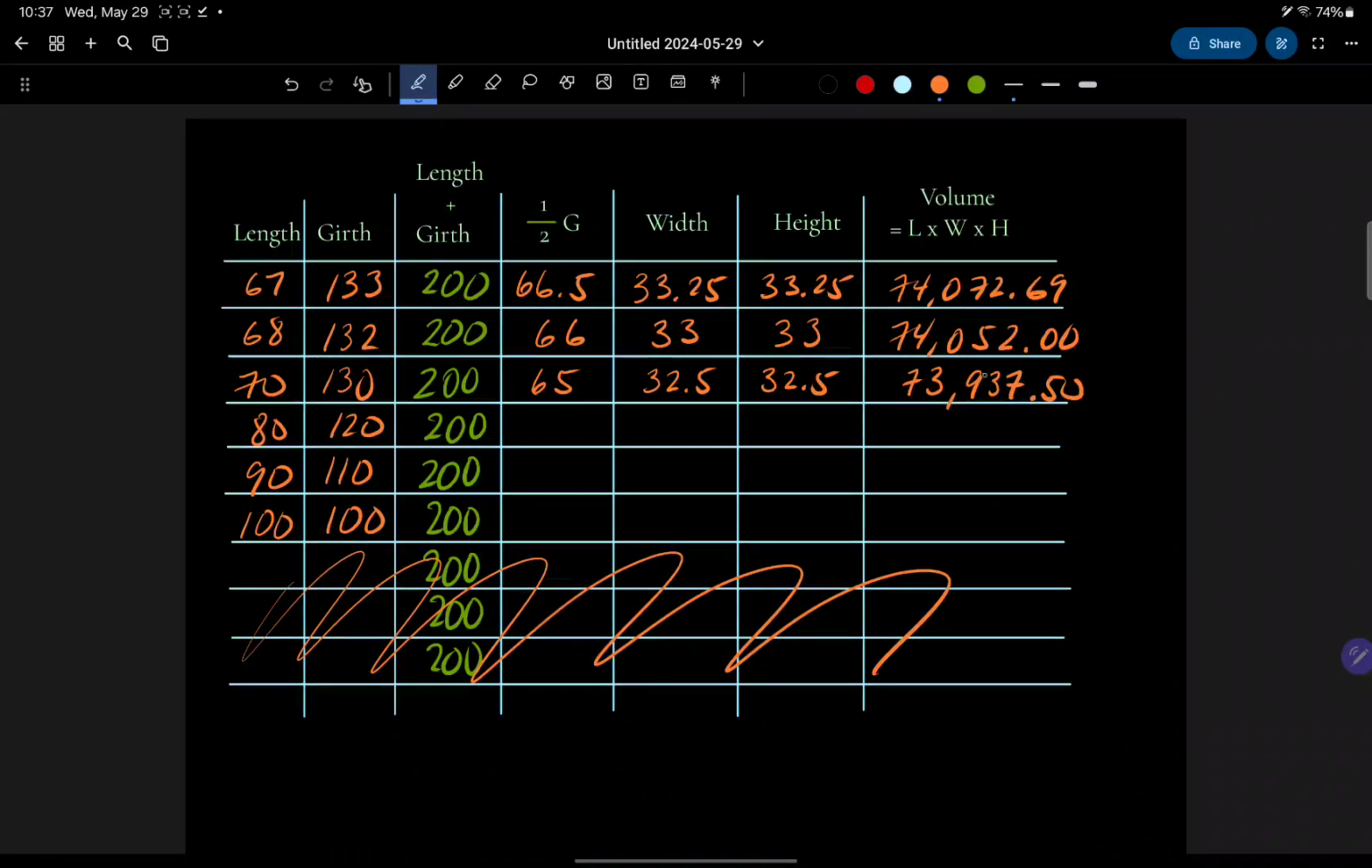You see how the volume is now decreasing. Let me fill up the last three rows quickly. So at 80 we have 120 divided by 2 is 60. Half of 60 is 30 and 30. When we multiply 80 by 30 by 30, we end up with 72,000. So that's a lesser volume.